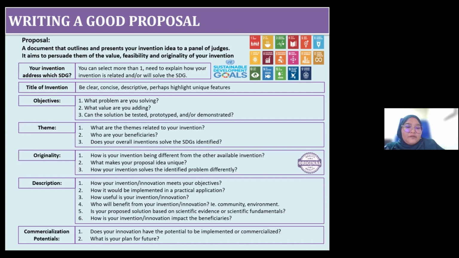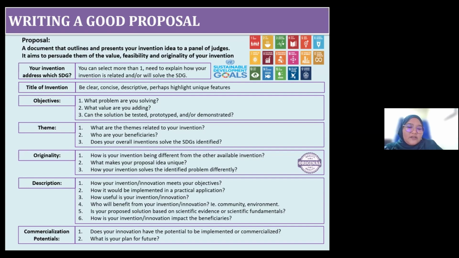Okay, then number 5 is: is your proposed solution based on scientific evidence or scientific fundamentals? So this one, usually people describe how they triggered the idea, and then show that the solution is based on scientific evidence or scientific fundamentals. For example, kinetic theory, or some chemistry theory, those kinds of ideas: what is the proposed solution based on?